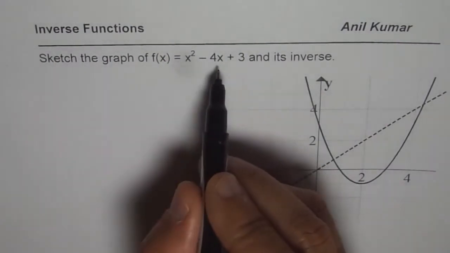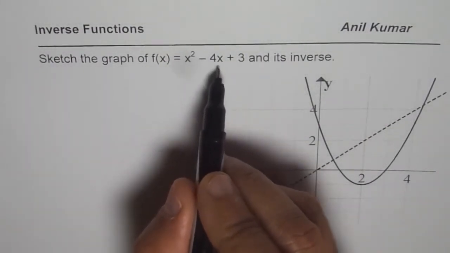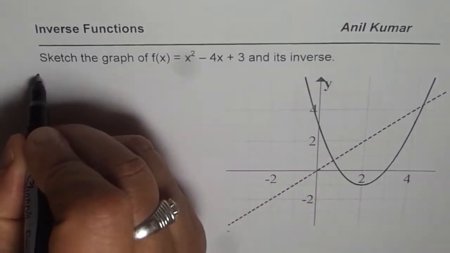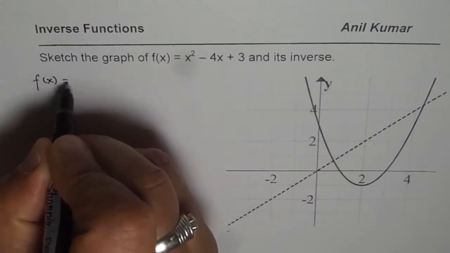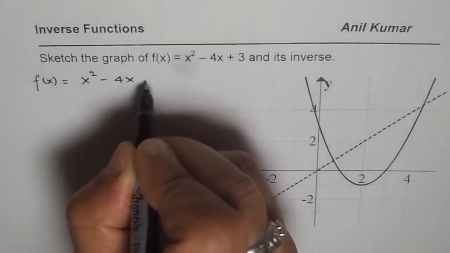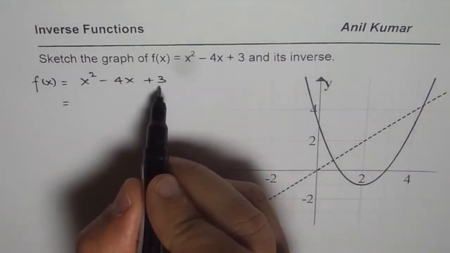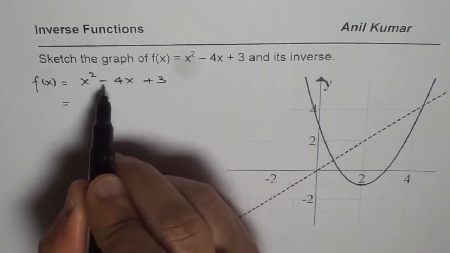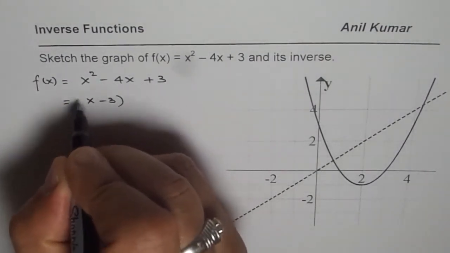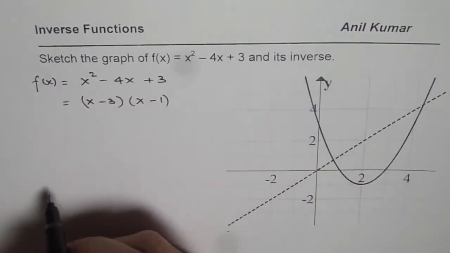To sketch this graph, we can either write it in vertex form or we can factor it. It is easier to factor this function, so I'll factor it and then sketch the graph. We have x squared minus 4x plus 3. Now we need two numbers whose product is 3 and whose sum is minus 4, so we can write this as x minus 3 times x minus 1. That is the factored form.